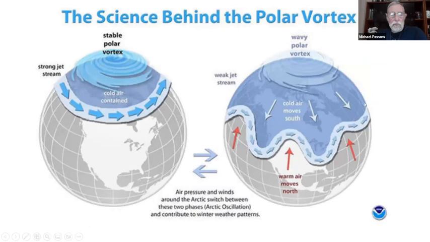The Arctic oscillation is somewhat related to what happens with the polar vortex that many of us have heard about in the last few years. We have two basic states: a stable polar vortex, where the jet stream confines cold air around the pole, and the wavy polar vortex, which has more of an effect as it passes over North America and Europe, bringing warm air northward and cold air southward at different times.